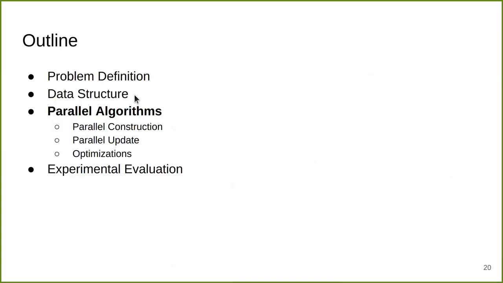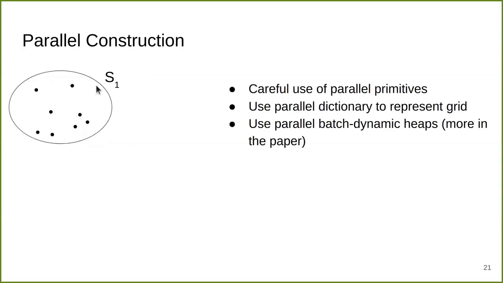So I have introduced the data structure used in both previous work and our work, next our parallel algorithms. First, we construct this sparse partition data structure. So overall, we make careful parallel primitives. We use a parallel dictionary to represent the grid in both theory and practice. We also design our own parallel batch dynamic heap for the bookkeeping, as I have talked about earlier. The heap by itself might be of independent interest, so we include more details in our paper.